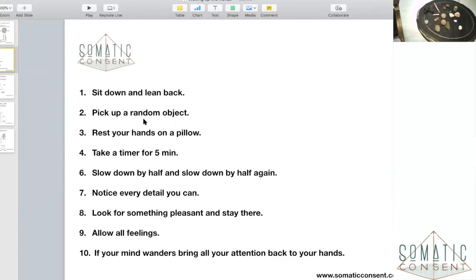Then look for something that feels pleasant, pleasurable, nice, and that can be anywhere you find it. You might find some numb parts on your hand where you're not feeling much. Just stay where it feels good already and play with that one. And again, it doesn't matter if your mind wanders, just bring it all back to your hands.